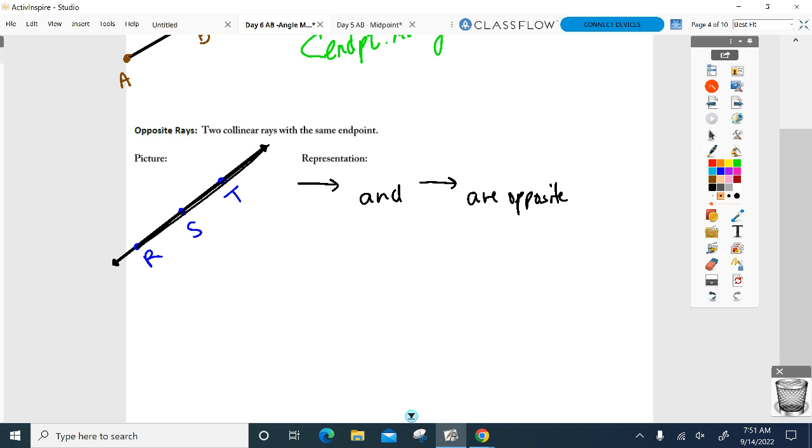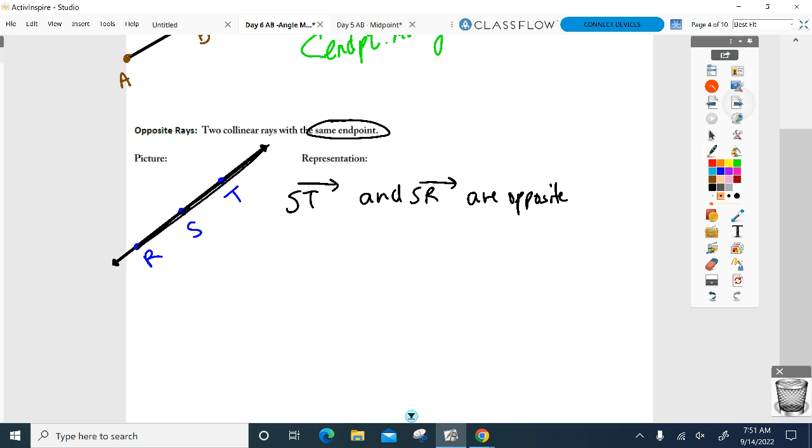RT. Okay. Do they have the same endpoint though? No, right? Start there. There you go. ST, SR. Everyone see they both share S and they're going in the opposite directions. Those are opposite. All good?